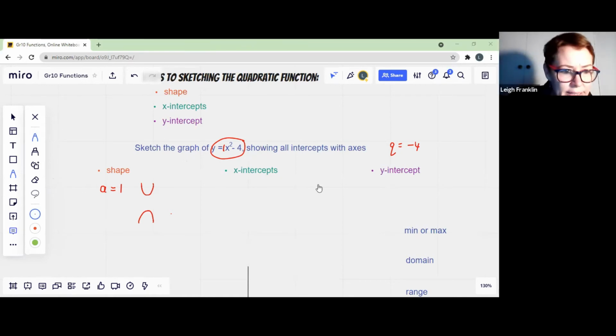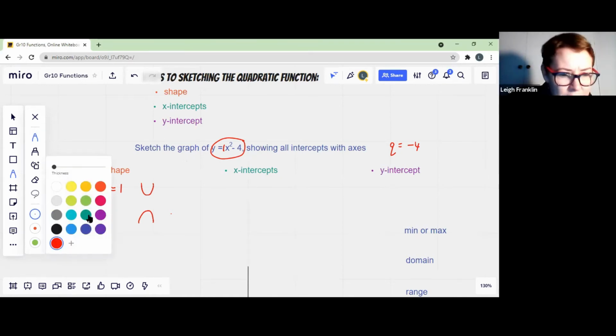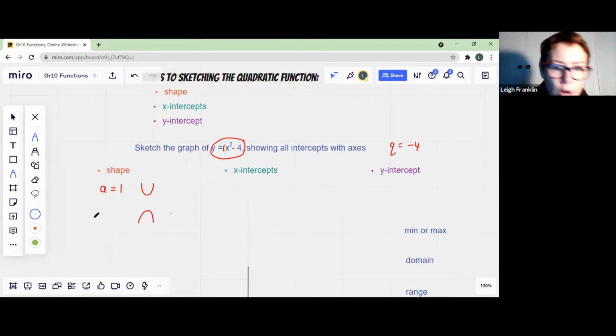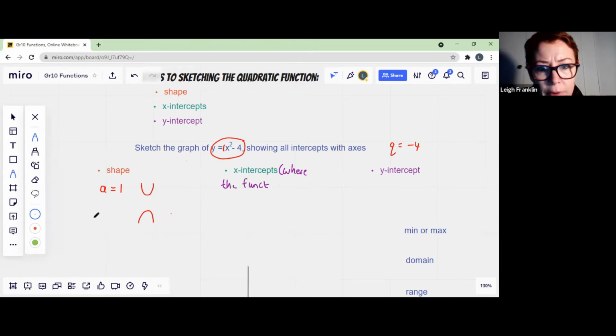Okay, so your X-intercepts. I don't know if this is because nobody knows or if you guys are still a little bit shy, which is also fine, no problem. Your X-intercepts, grade 10s, are the places where the graph cuts the X-axis, all right? So this is where the function cuts the X-axis.